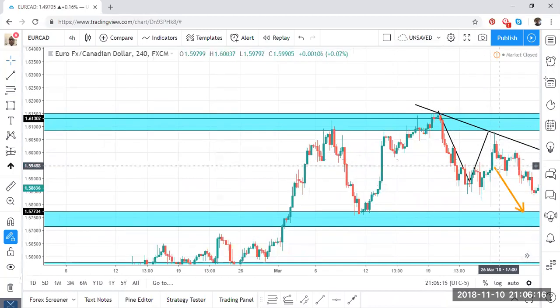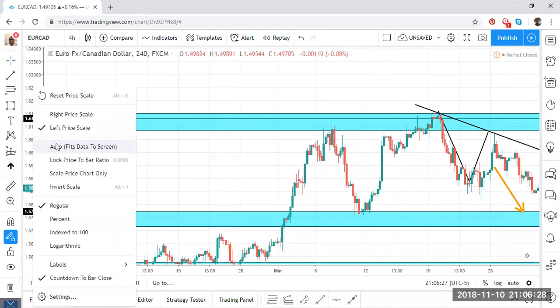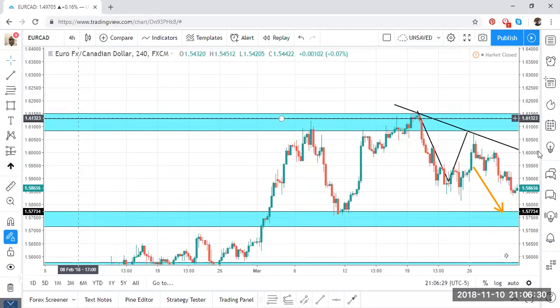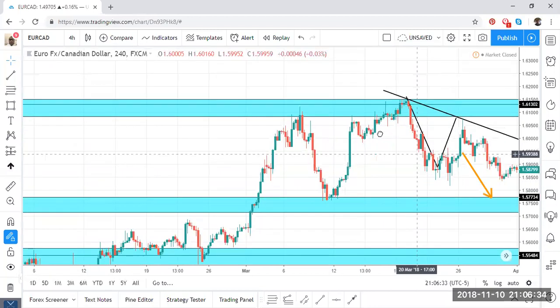So from here, this probably would have been my TP1. I got in up here, this would have been my TP1. This would have been my TP2. And then my TP3 would have been down here to my zone. So that's the double top.